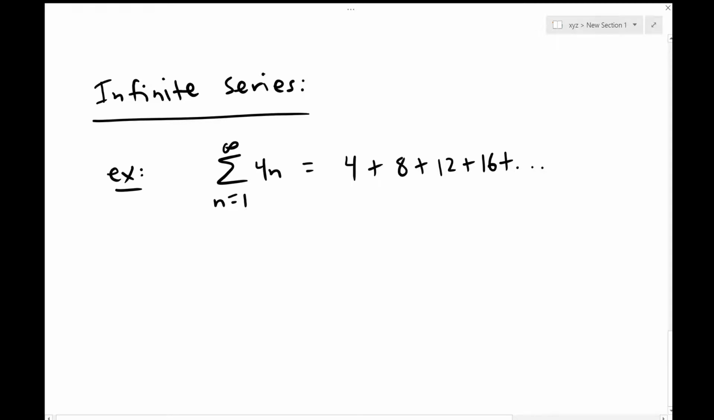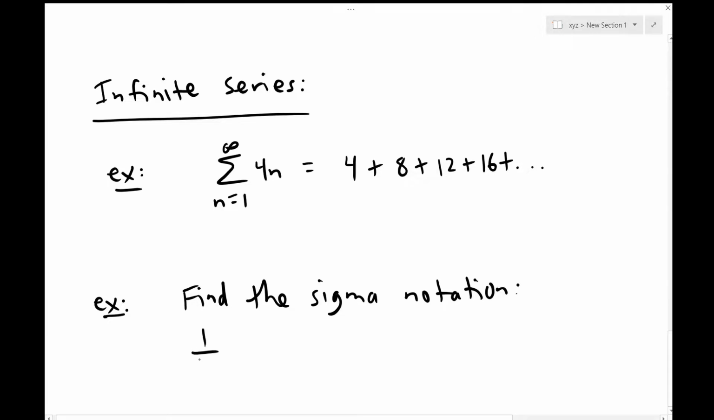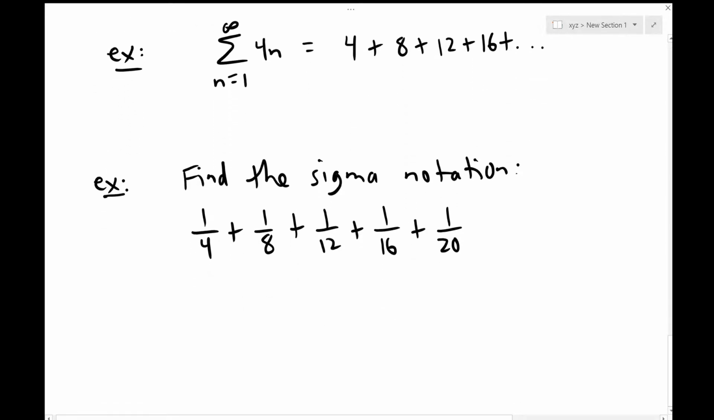We also want to be able to, when we're working with series, find the sigma notation from a given set of terms. So as an example here, suppose I said to find the sigma notation for the following series. Suppose I had the expression 1/4 plus 1/8 plus 1/12 plus 1/16 plus 1/20. So what we need to do here is to come up with an expression for the actual formula for the terms that we see. And so this is a lot like what we saw before in working with sequences and finding expressions for their terms.